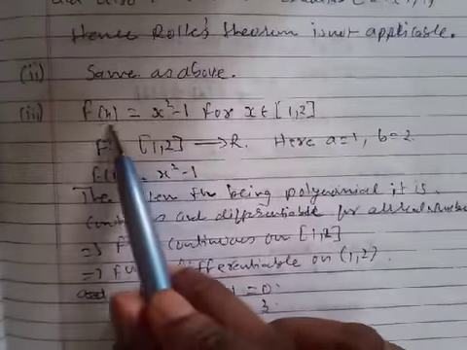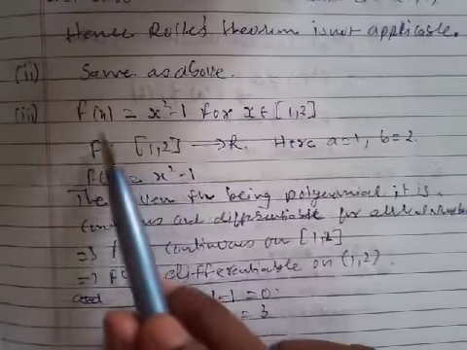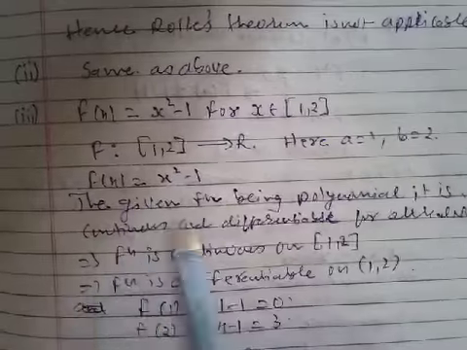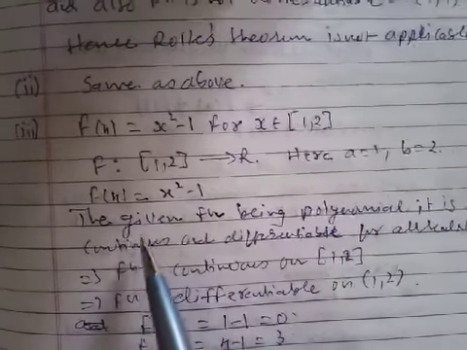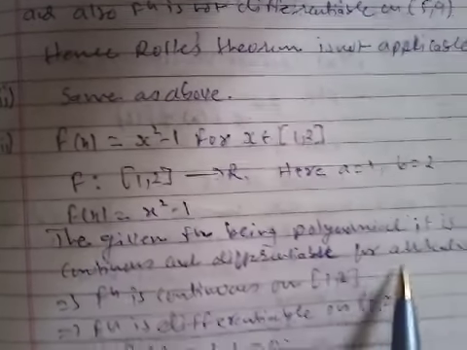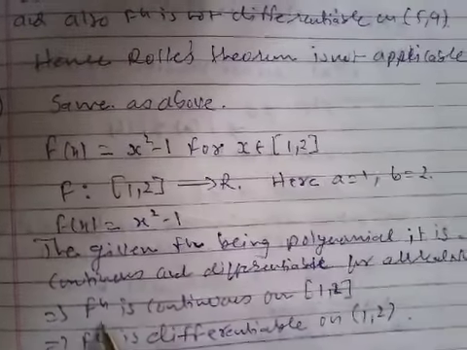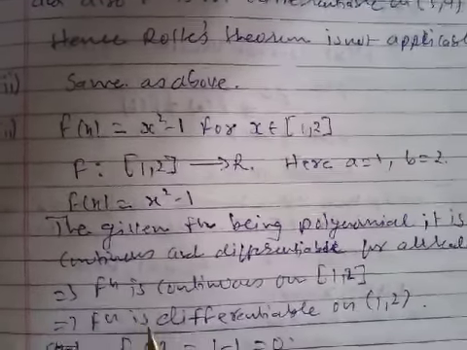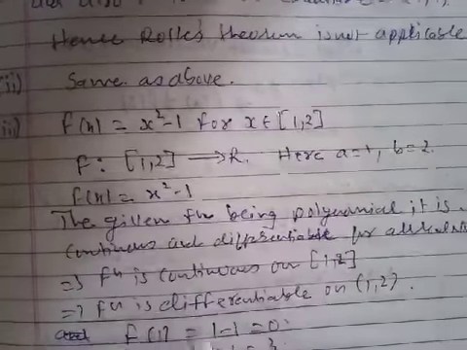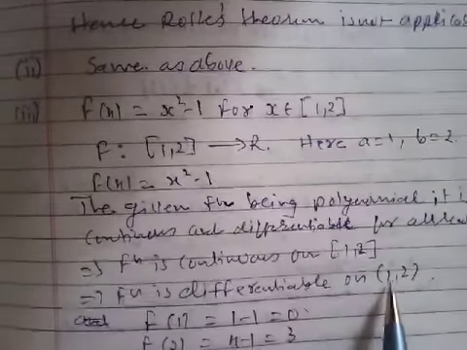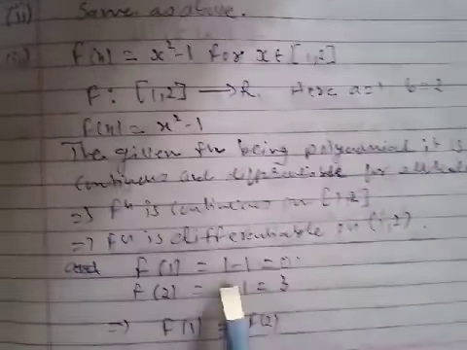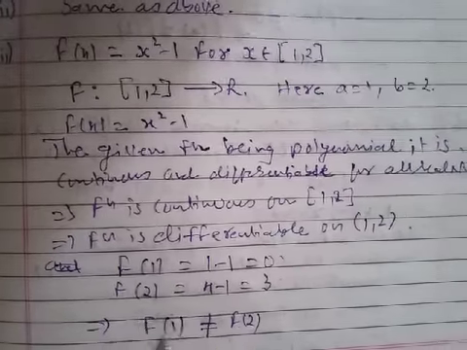Here what is this? It is a polynomial function. Being a polynomial function, it is always continuous and also differentiable. So the given function, being a polynomial, is continuous and differentiable for all real numbers. Therefore, according to Rolle's theorem definition, the function is continuous on the closed interval [1, 2], and differentiable on the open interval (1, 2). And f of 1 is equal to f of 2? f of 1 is 0, f of 2 is equal to 3, which is not equal.